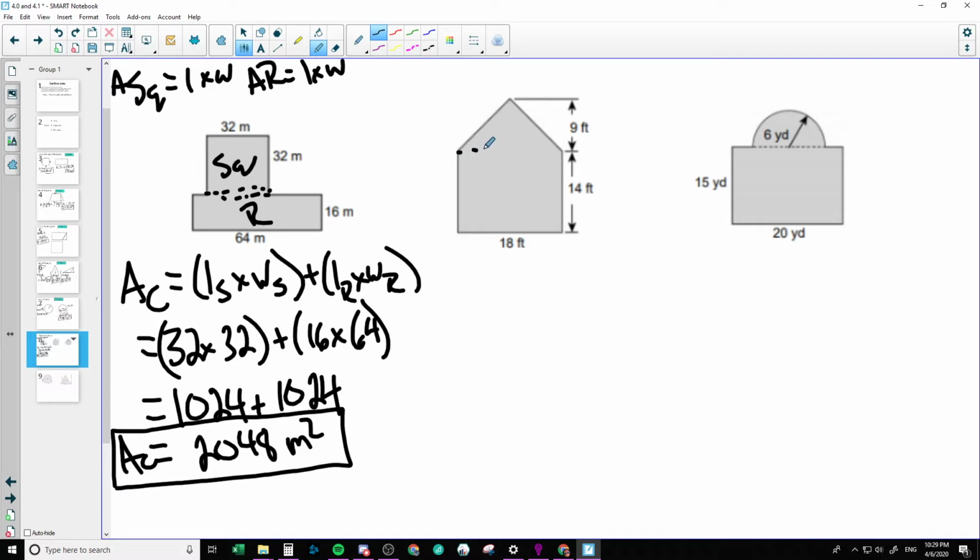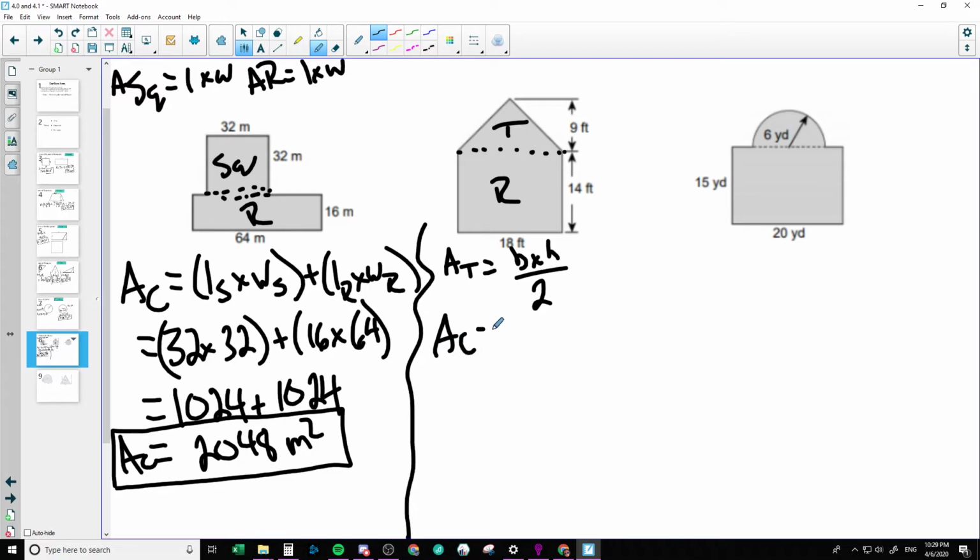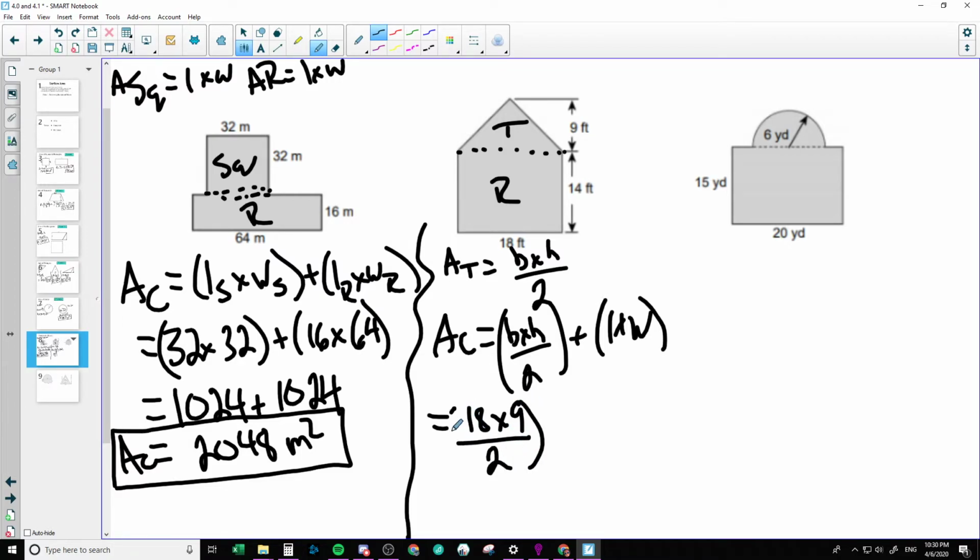So when we look at this, we can see there's a triangle up here and a rectangle down here. Area of a triangle is base times height divided by 2, and we've got area of a rectangle up here. So for this one, combined is going to be base times height divided by 2 plus length times width. So it's going to be 18, and we know that because this base is the same as this base, 18 times 9 divided by 2 plus 18 times 14.